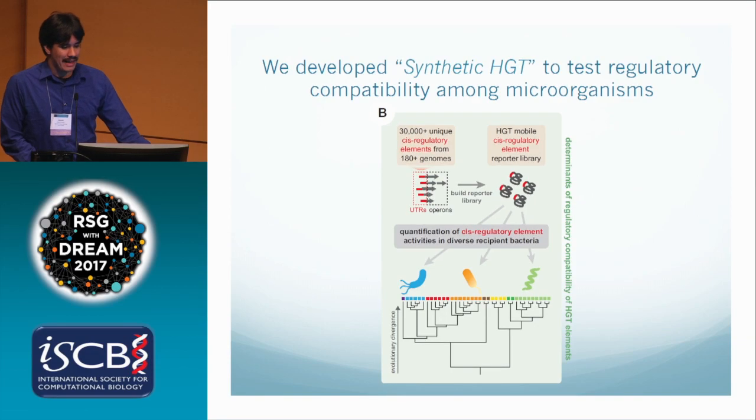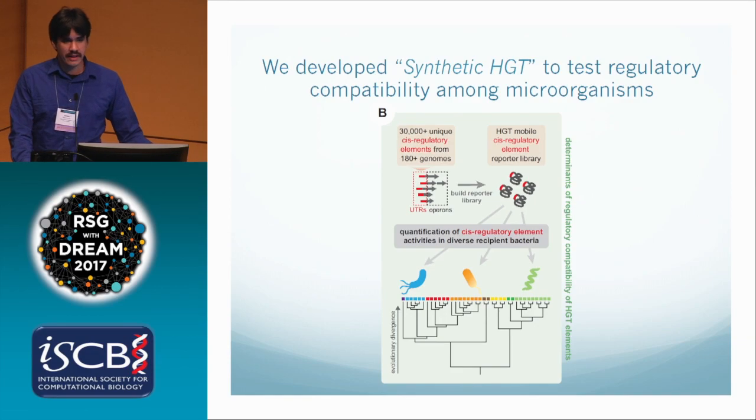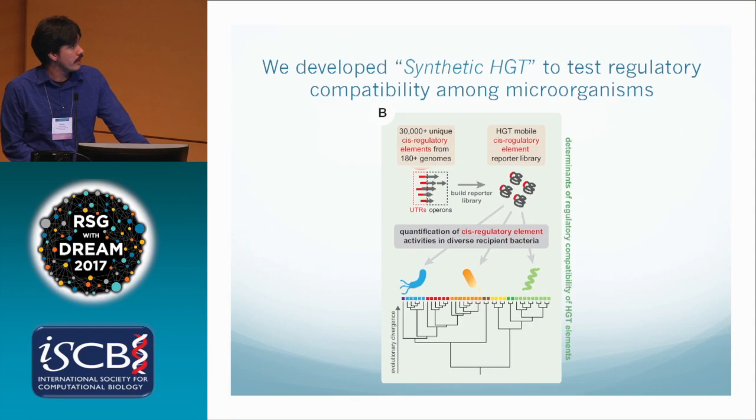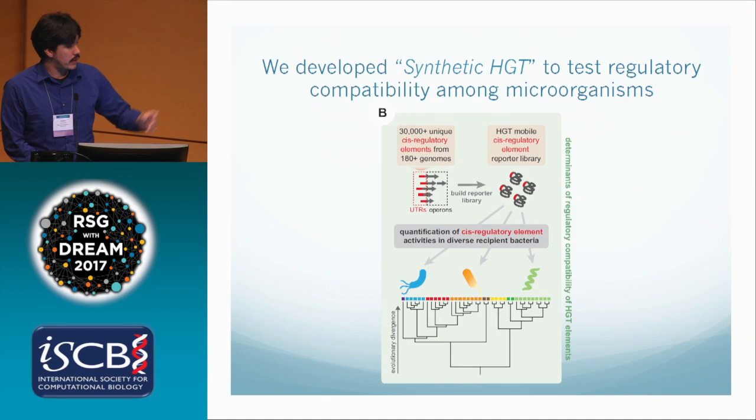We developed a method that we call synthetic HGT, where we simulate horizontal gene transfer of regulatory elements in high throughput. First, we collect regulatory regions that are representative of the diversity of the microorganisms, which we take from public databases, mostly from NCBI. This is about 180 different genomes. We synthesize them in vitro, connect them to a neutral protein, GFP, and transform them in high throughput into distinct recipients. These are phylogenetically distinct recipients.